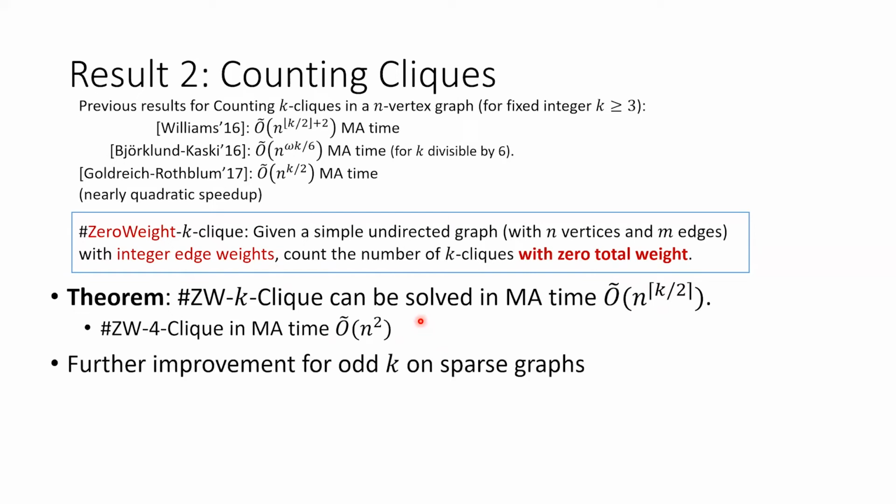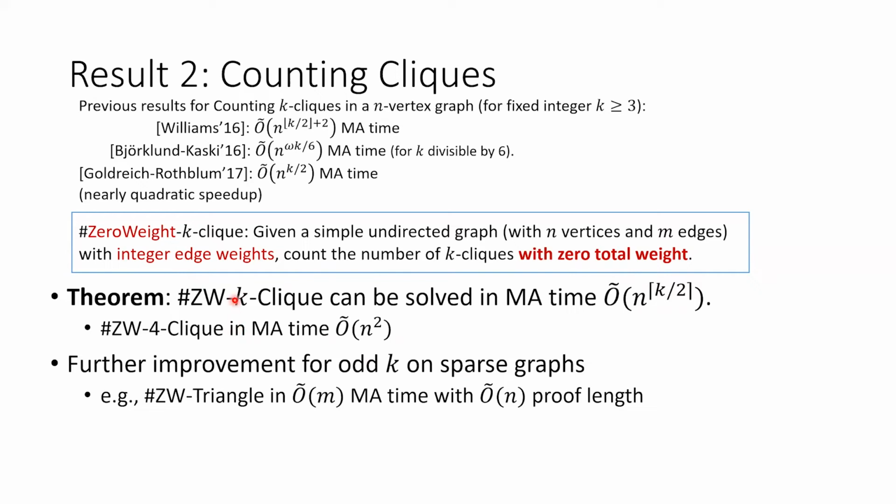And we also have improvement for odd k on sparse graphs. For example, when k equals 3, we can solve the counting zero-weight triangle problem by an MA protocol with verification time near linear in the number of edges and the proof length near linear in the number of vertices.